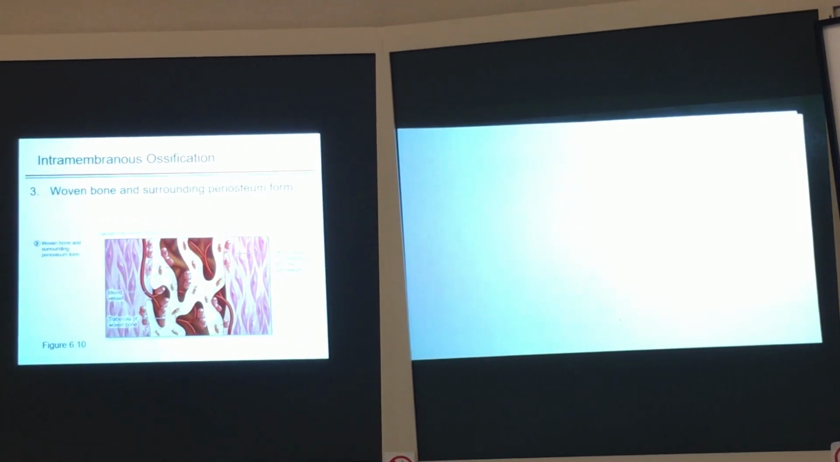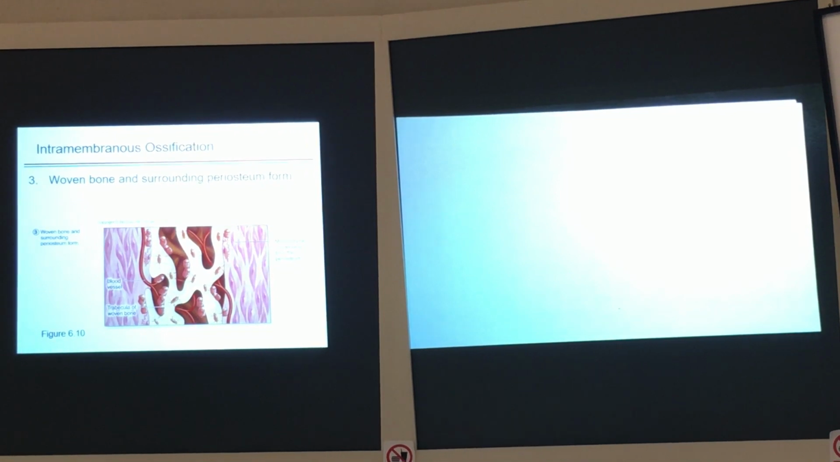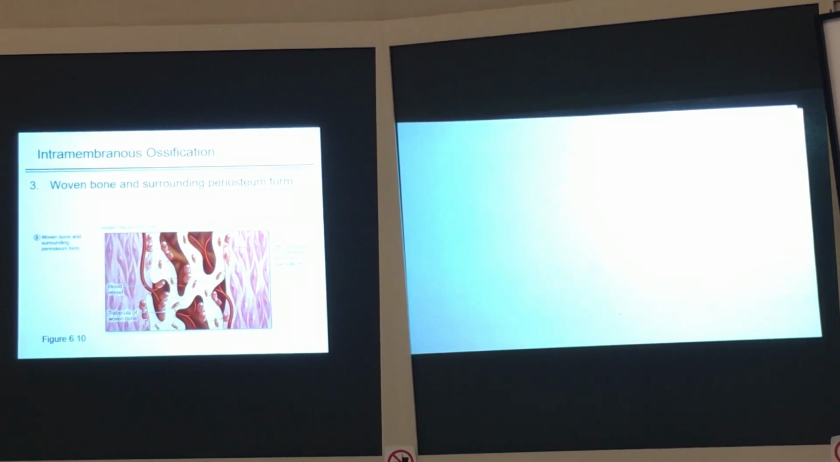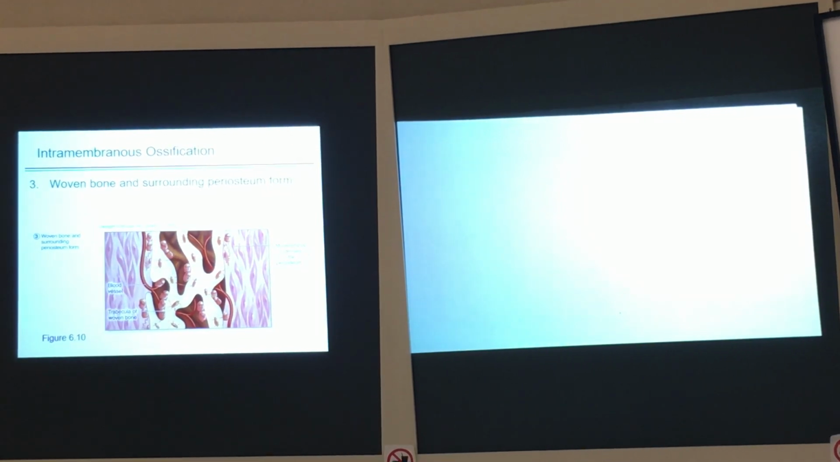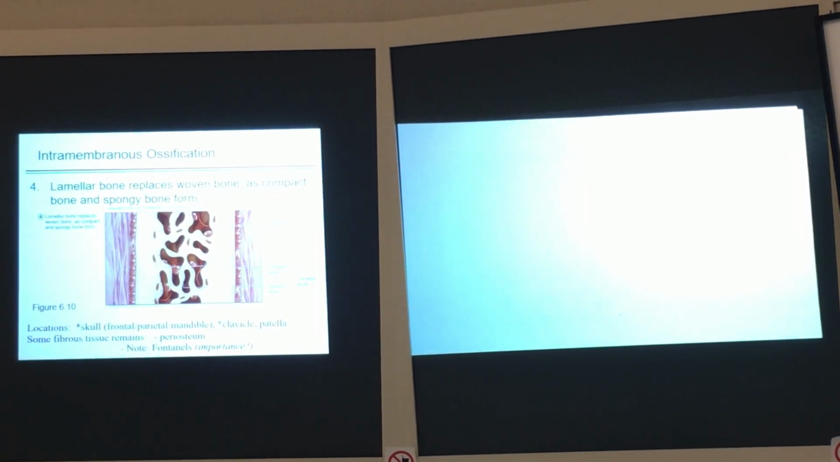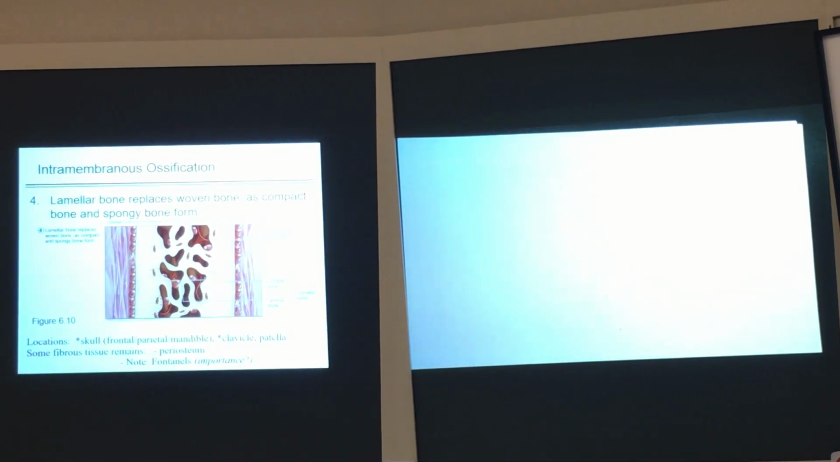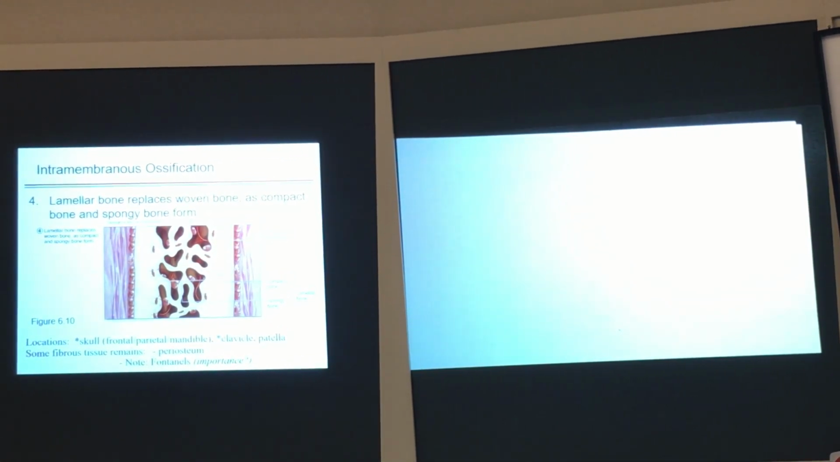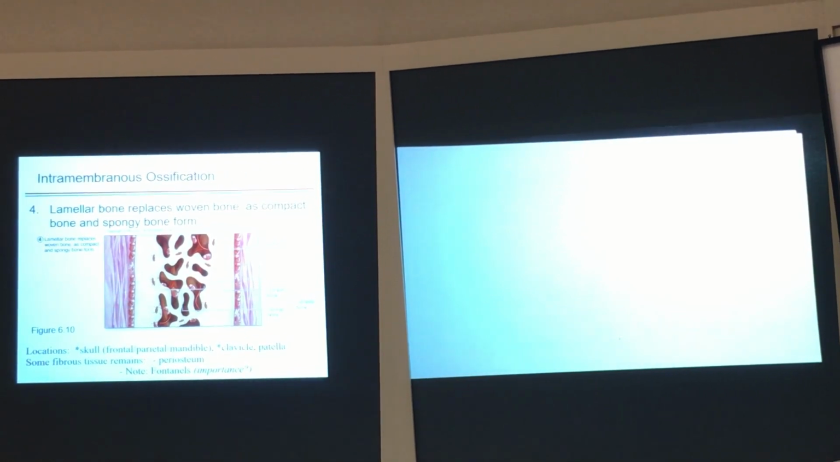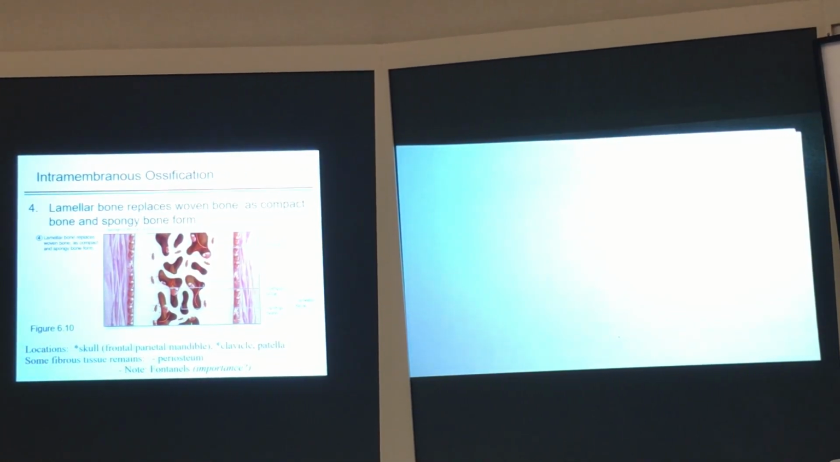And blood vessel enters. Woven bone and surrounding periosteum. So blood vessel will come and then starts to form the spicules. So lamellar bone replaces woven bone, compact bone and spongy bone. So now you have compact bone on the periphery and spongy bone in the middle. Okay.